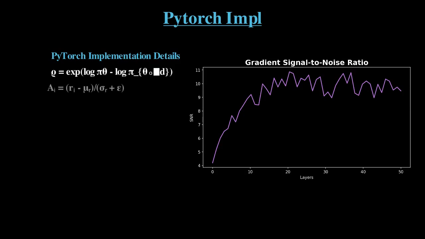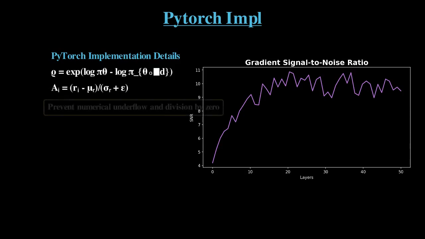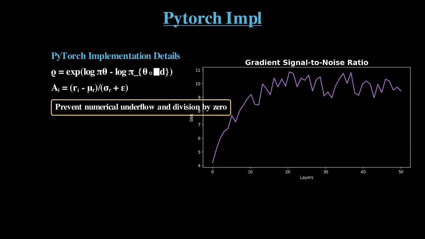During the importance sampling calculation, use torch.exp on the difference of log probabilities rather than dividing raw probabilities. This avoids catastrophic numerical underflow. Furthermore, when computing the group advantage, ensure you add a small epsilon, like 1e-8, to the standard deviation denominator. This prevents division by 0 in the edge case where all generated sequences receive the exact same reward.